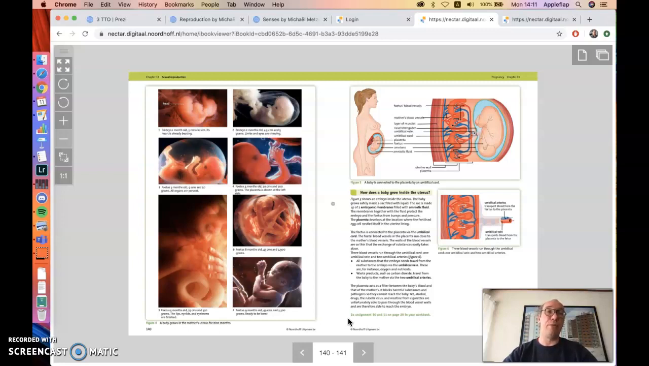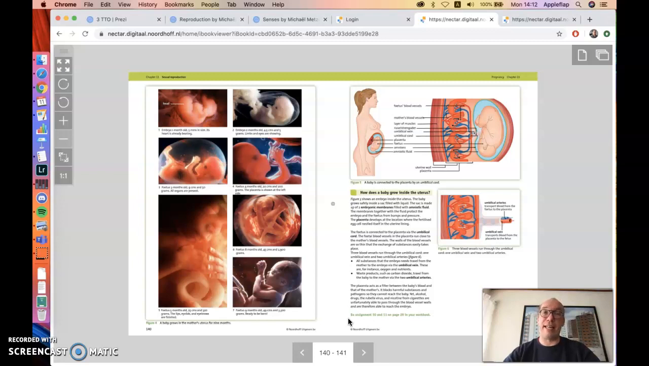So a zygote implants itself, and therefore it attaches itself to the uterine wall. The moment it attaches, the zygote becomes an embryo. So the embryo starts releasing hormones, as you know, but it also starts to form the placenta. And it also starts to form two membranes. It's called the amniotic sac around itself. And the baby swims in that sac, and it protects it against bumps or damage.